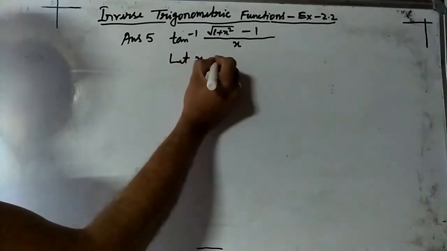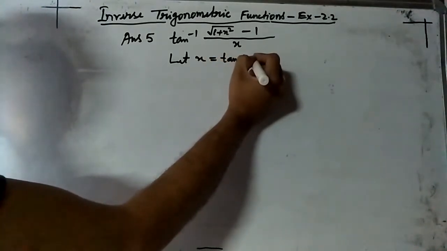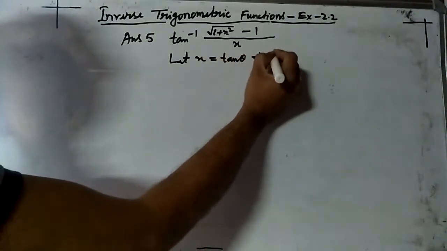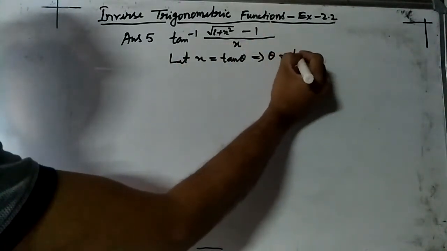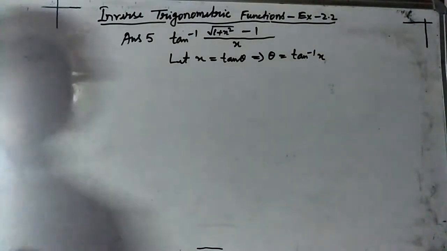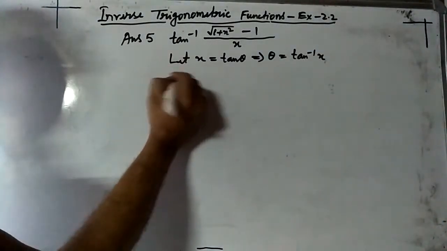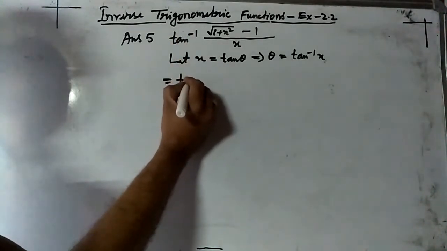x equals tan theta, then theta equals tan inverse x, right? If we bring this side, then it will be tan inverse x. So if we consider x equals tan theta, then simplify this expression.